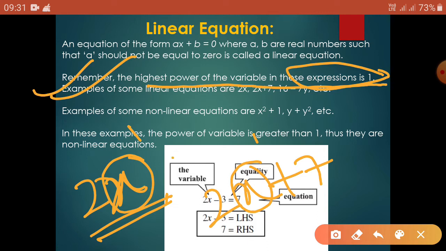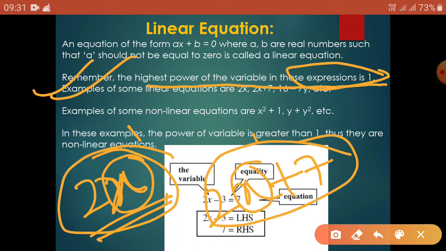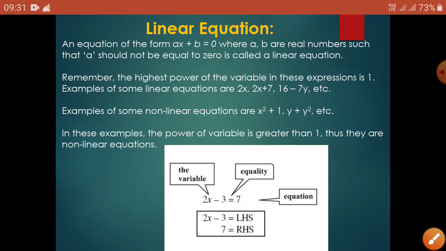So examples are 2x, 2x plus 7. You can also write 16 minus y. You can use any variable, but the power must be 1. But there are some examples that are not linear equations.